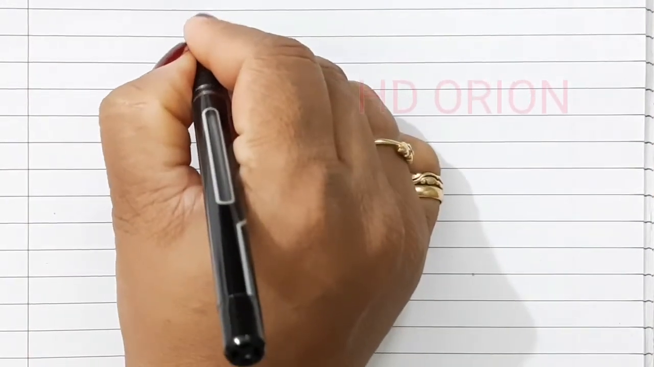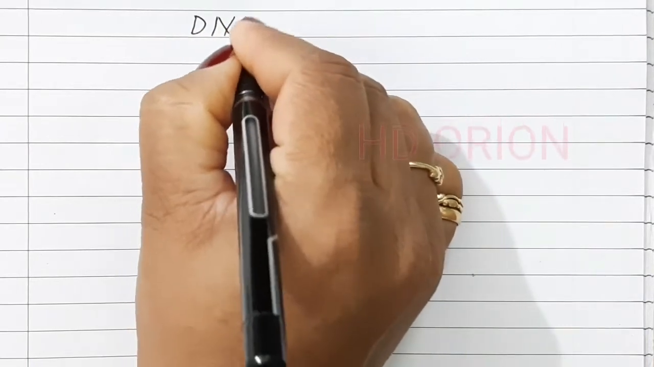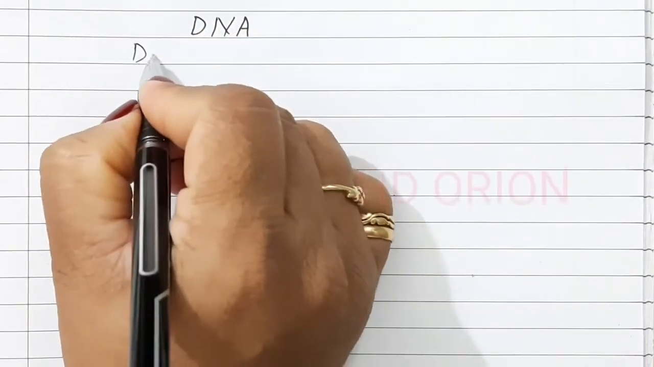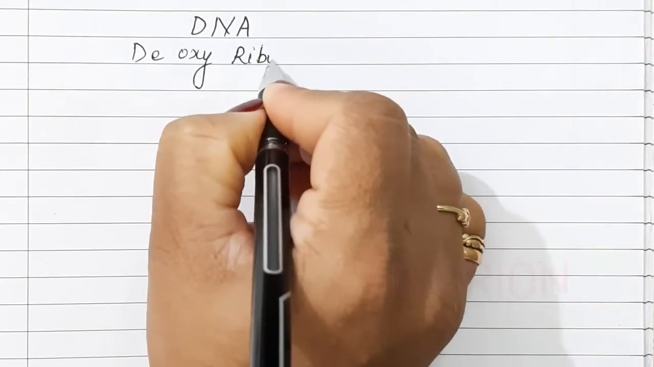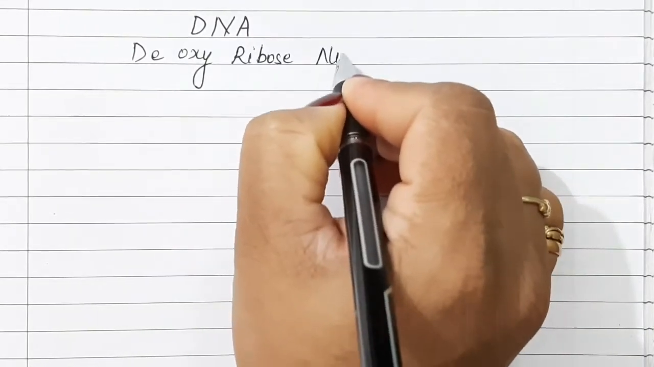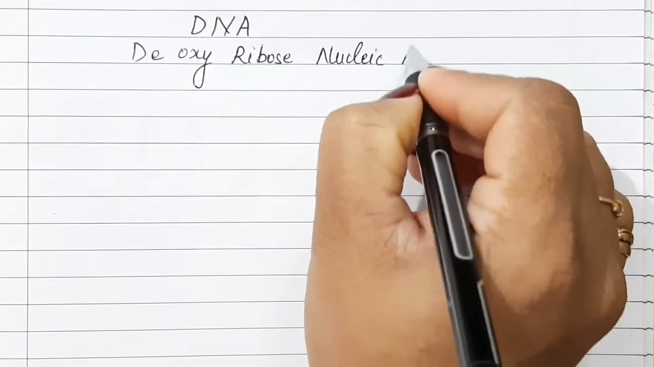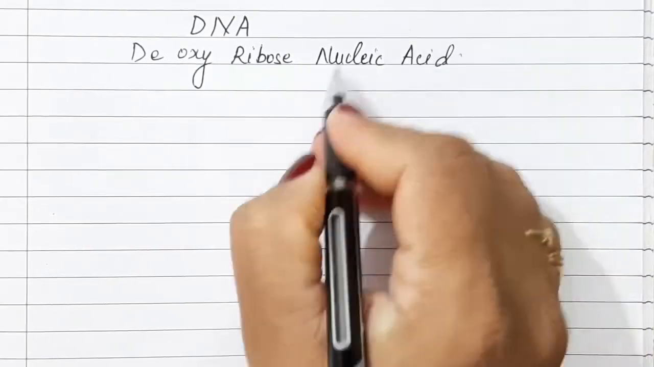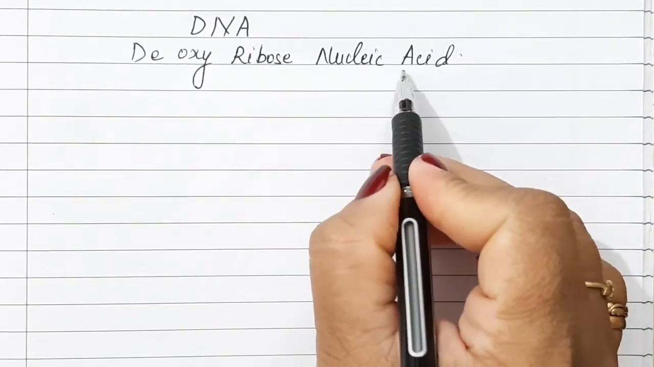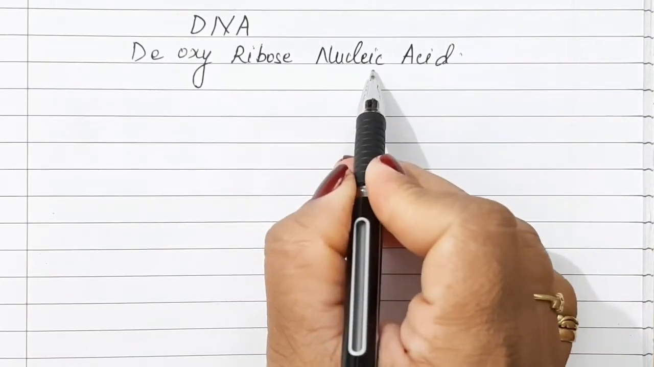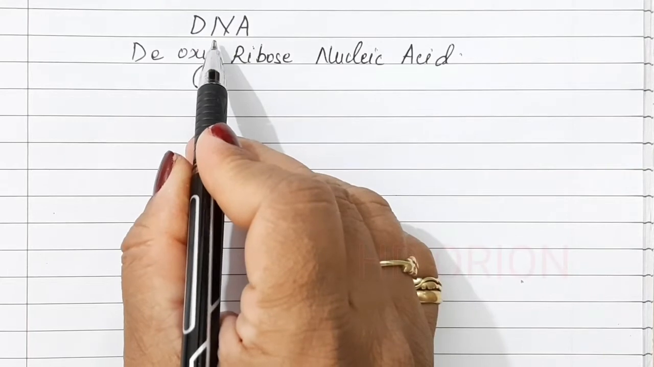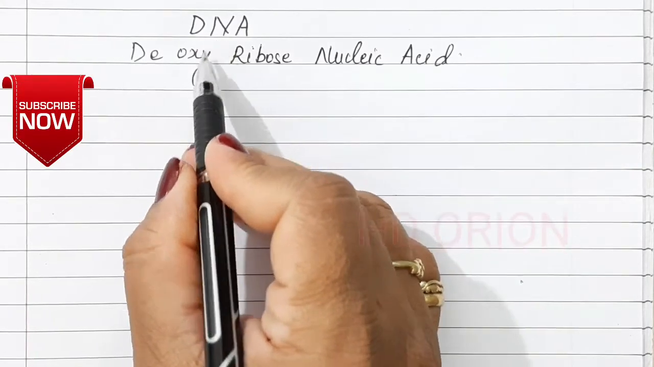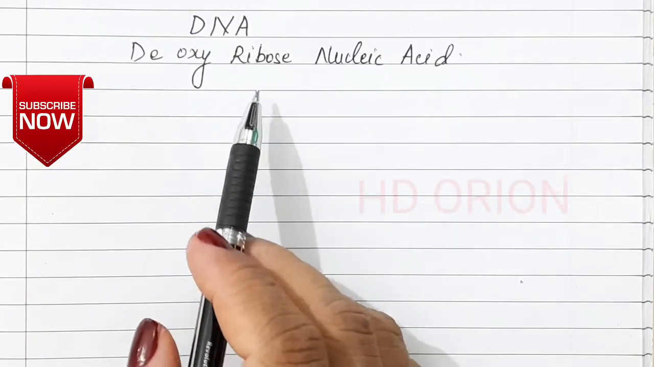Let us study about the DNA. The full form of DNA is deoxyribose nucleic acid. It is called nucleic acid because it has acidic pH and it is present inside the nucleus, and the components deoxyribose are present inside the DNA. It has been proved to be the basic component of the chromosomes.